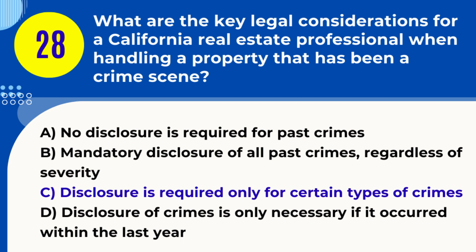Answer: C. Disclosure is required only for certain types of crimes. Explanation: In California, a real estate professional handling a property that has been a crime scene must disclose certain types of crimes, particularly if they are material to the property's value or desirability, such as a murder.